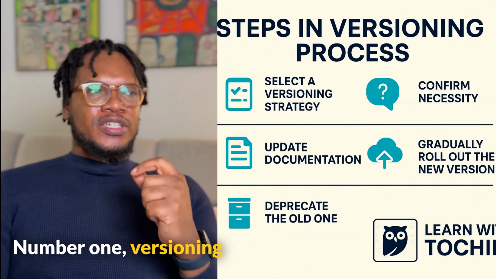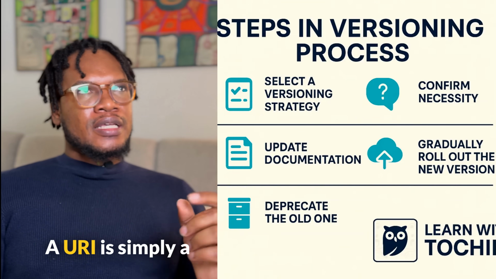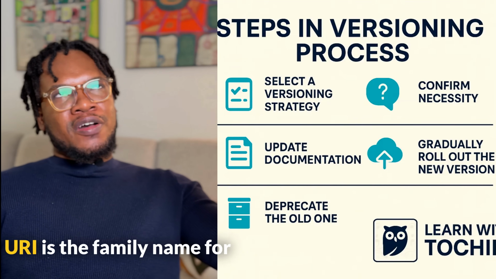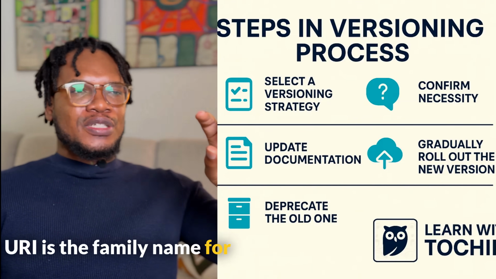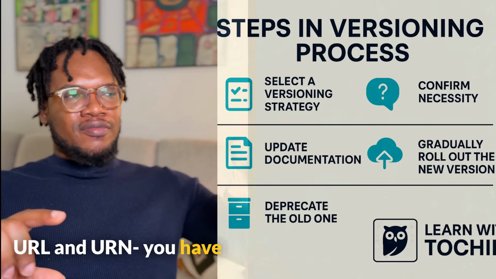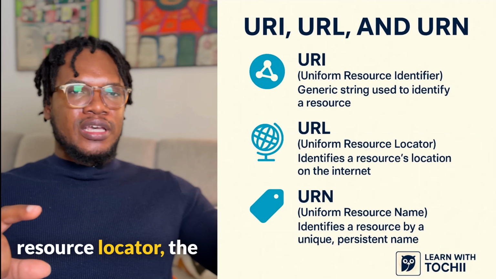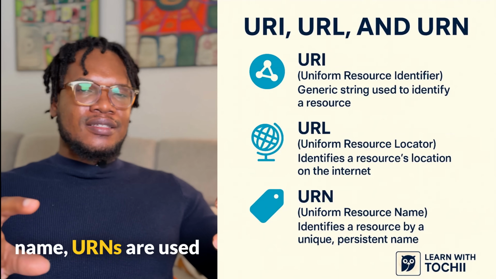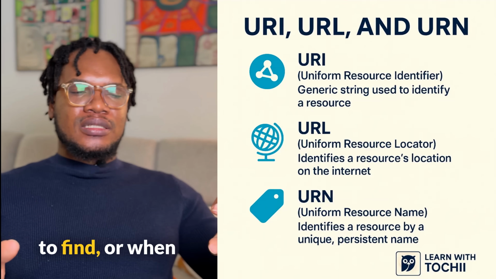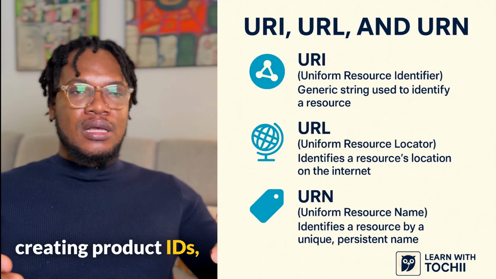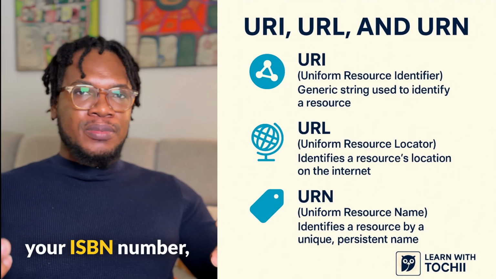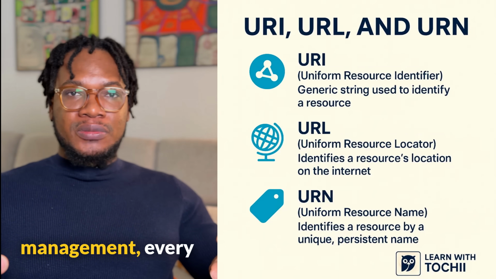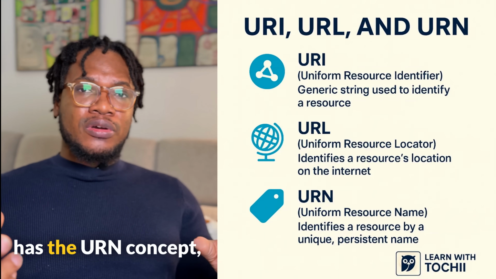Number one, versioning through URI path. A URI is simply a resource identifier. I do recognize the URI is the family name for URL and URN. You have the URL, the uniform resource locator, and the URN, which is the uniform resource name. URNs are used when you're creating product IDs, for products like books, where you have your ISBN number, barcodes, SKUs, in inventory management. Every commerce company has the URN concept.